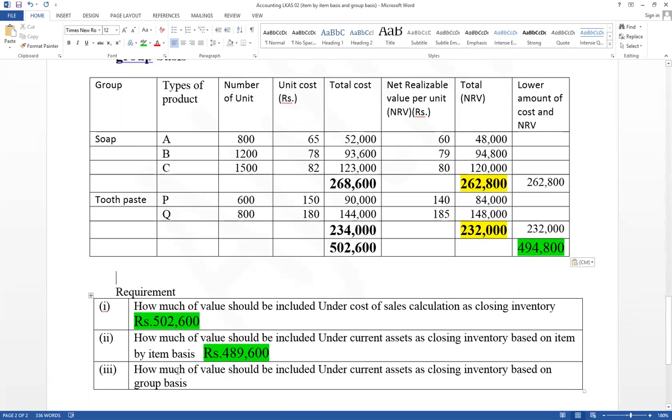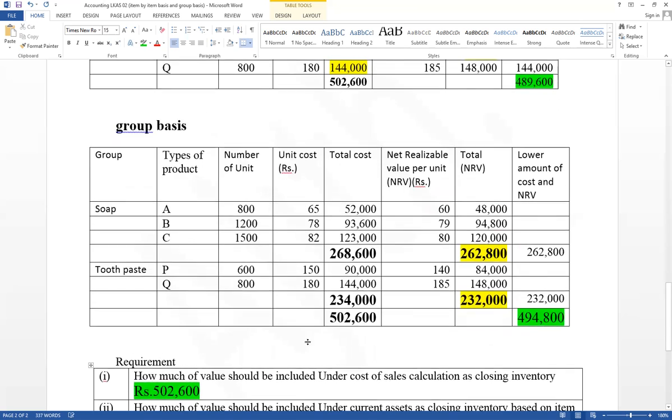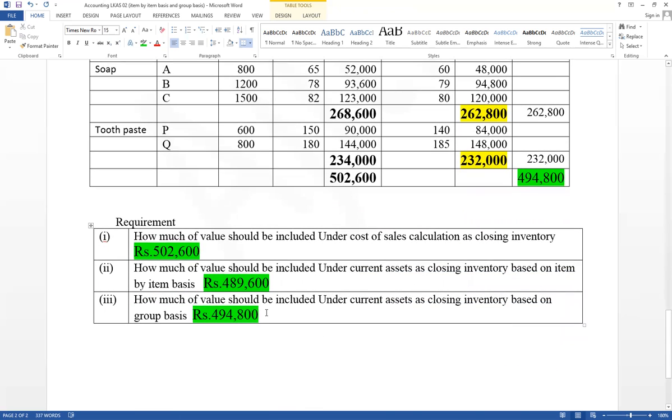Group basis. Therefore, the third question asks how much value should be included under current assets as closing inventory based on the group basis. Here the value equals rupees 494,800. Those are called accounting policies. A business can apply the item by item basis or the group basis based on the prudence concept. If there is stock written off, you have to compare the cost value and the lower amounts. Under either the item by item basis or the group basis, the differential should be considered as stock written off.